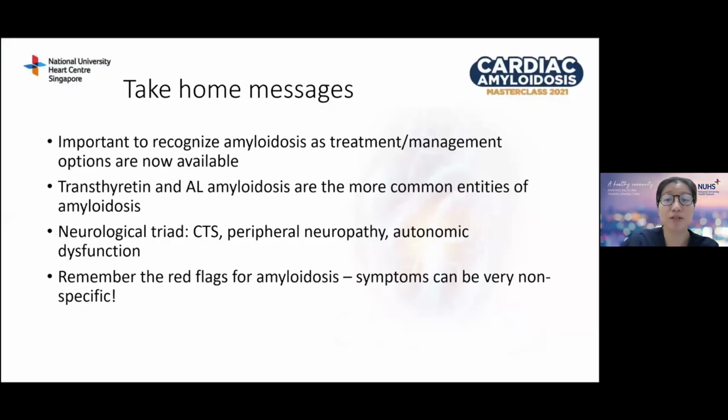Some take-home messages. It's important to recognize amyloidosis as management options are now available, which I think my fellow colleagues will go through. Transthyretin and AL amyloidosis are the more common entities of amyloidosis, and the neurological manifestations can be described as the triad of carpal tunnel syndrome, peripheral neuropathy, and autonomic dysfunction. One should bear in mind the clinical red flags for amyloidosis because symptoms can be very nonspecific.